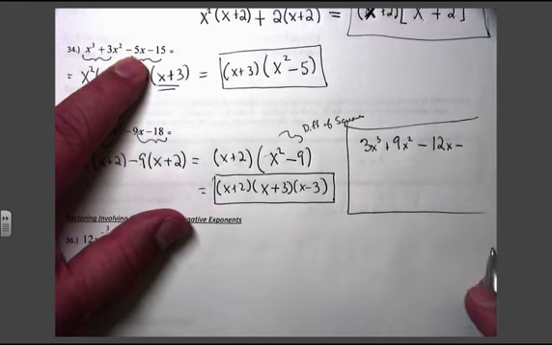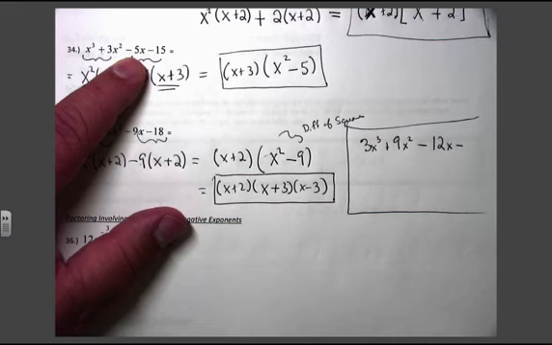X minus 36. All right, I just made this one up.